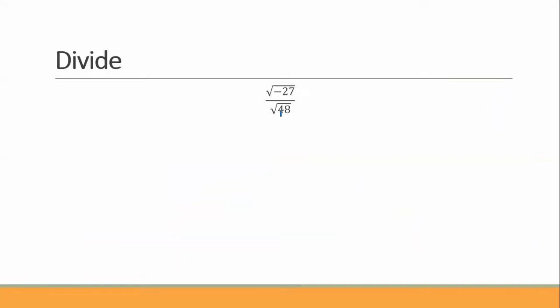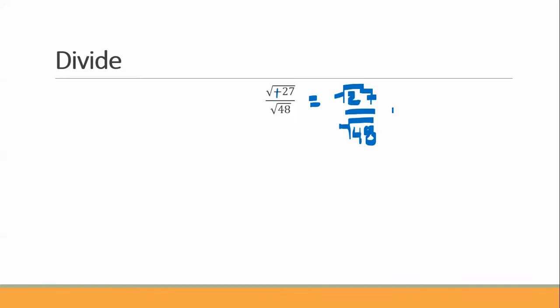Now we want to divide these two. Let's change this to a positive because we haven't talked about having roots of negative numbers. The only time you're going to have to deal with that is if you're going into Math 105. So we'll change it to the square root of 27 over the square root of 48.